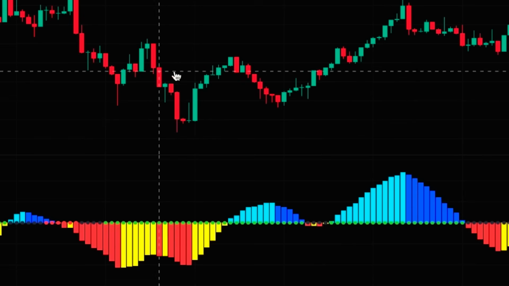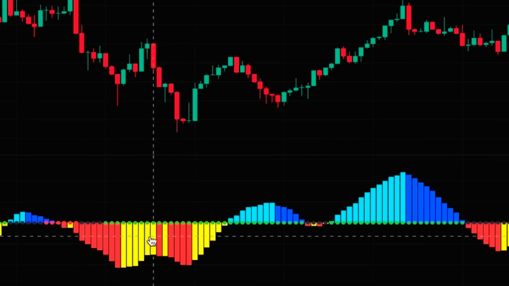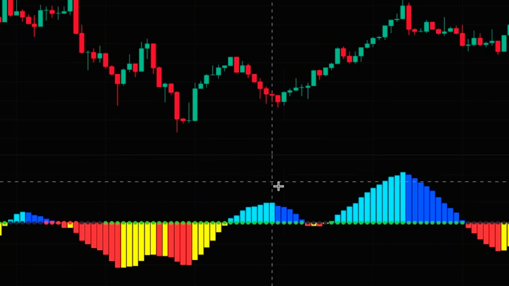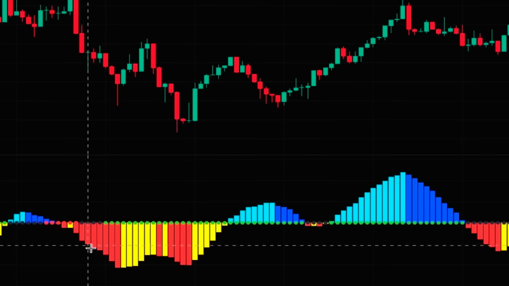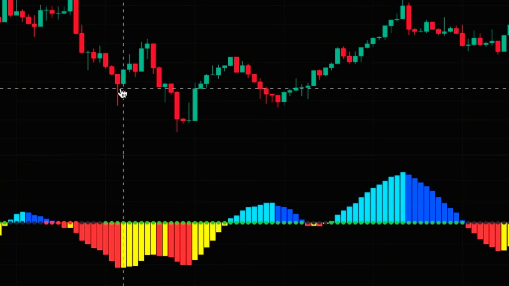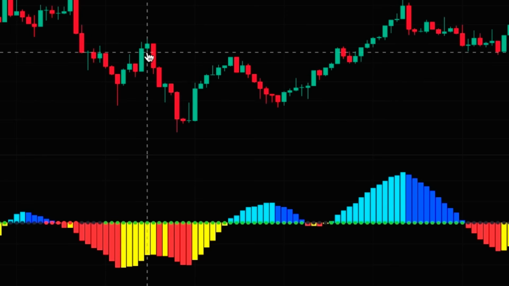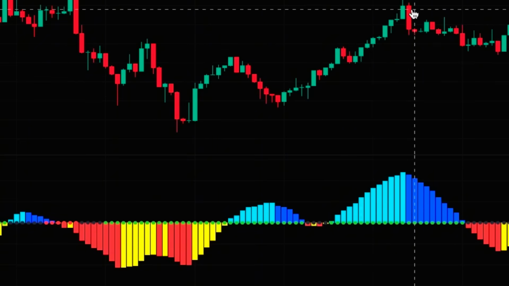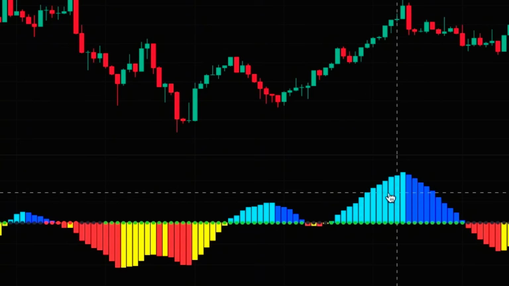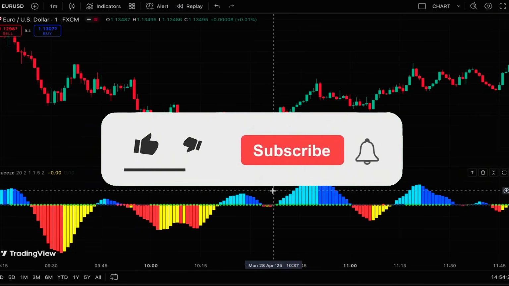And to know which direction the price is going, we use the histogram. If the histogram is below the center line, the price is declining, and if the histogram is above the center line, the price is advancing. When the bars are red, the downside momentum is increasing, and when the bars become yellow, it means that the downside momentum is weakening, and when the bars are light blue, it means that the upside momentum is increasing, and when they become dark blue, it means that the upside momentum is decreasing and weakening. This is what this indicator is built for and how we can use it for trading.